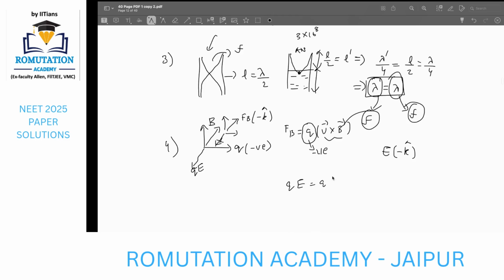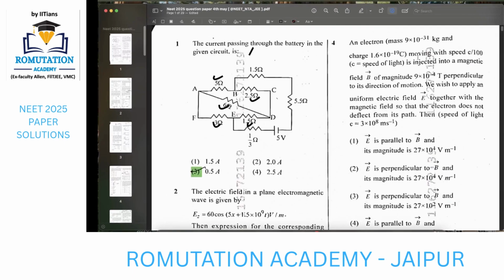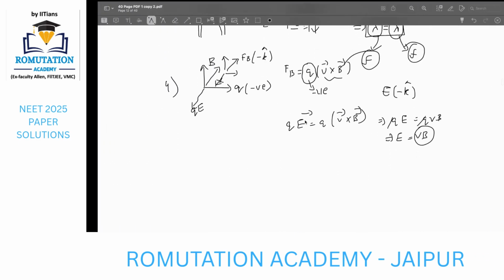And if I have to talk about the magnitude of it, Q into E has to balance Q into V cross B, and everything is perpendicular, so I can drop the vectors from everywhere. I can perfectly use the equation QE is equal to QVB, which gives me the electric field magnitude as VB, right? So if I am given the values, I can easily find them. Speed is there with me, the magnitude of the magnetic field also. So 9 into 10 to the power minus 4 has to be multiplied by C by 100.